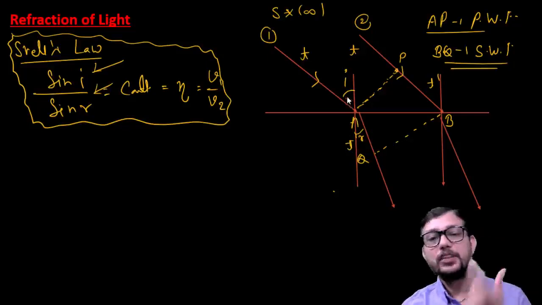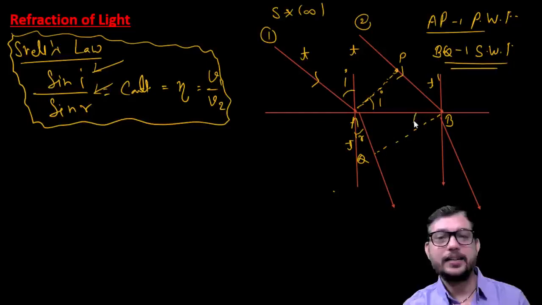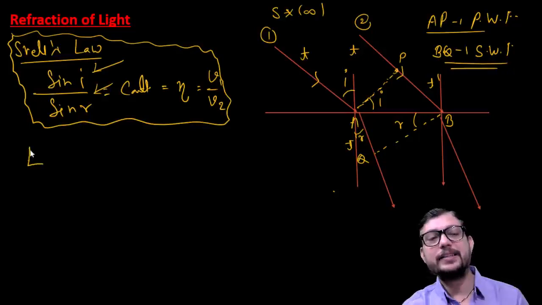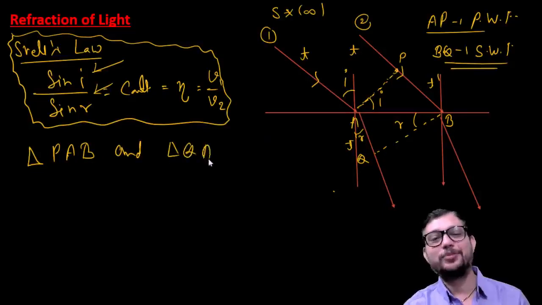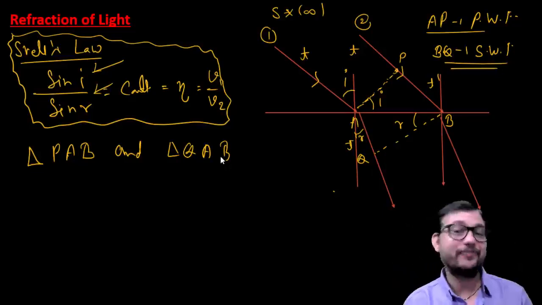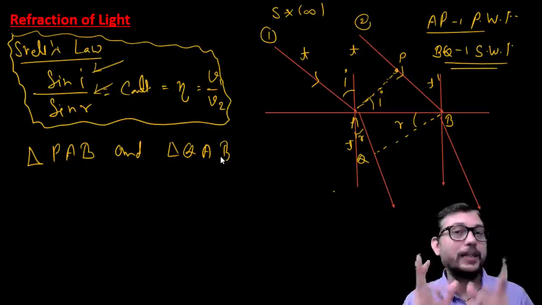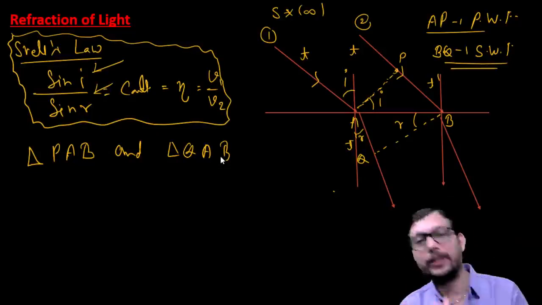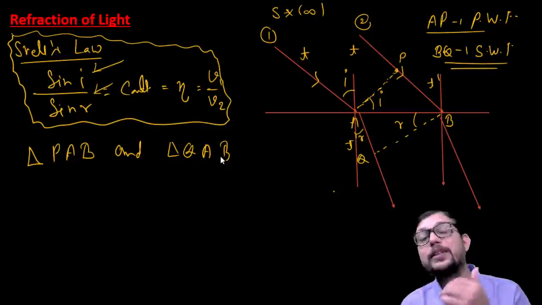Now if this is I, then this will be I also, and if this is R, then this will be R also. So in this case we will again take two triangles. First is your triangle PAB, and second one is your triangle QAB. It means the triangles are quite similar as in the case of the law of reflection. But at that time we had to prove the two angles equal, and for that we made the two triangles congruent. But here we have to calculate the ratio of the two angles in terms of sine.